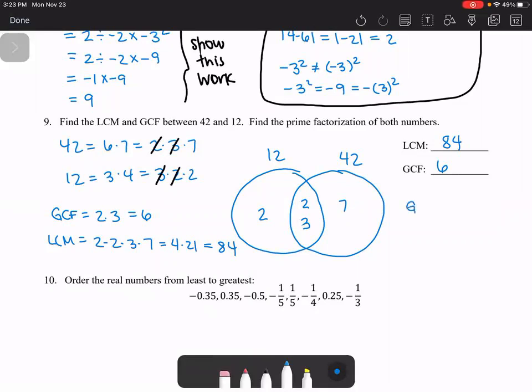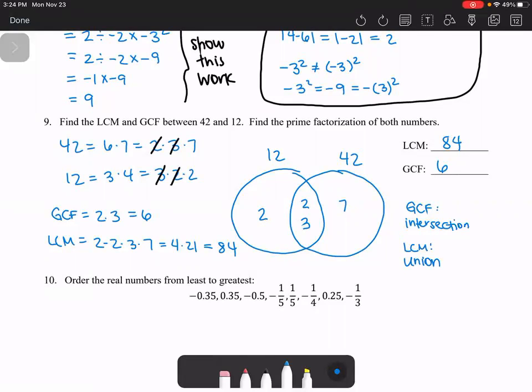I'm going to write that down. So GCF is the intersection. So it's factors that both of them share, right? The common factor says that it's shared between both of them. So that's why we look at the intersection. And then the LCM is that if a multiple is in common between both of them, it has to have all of their factors. So it's just the union of things. So the LCM is 84 and the GCF is 6.